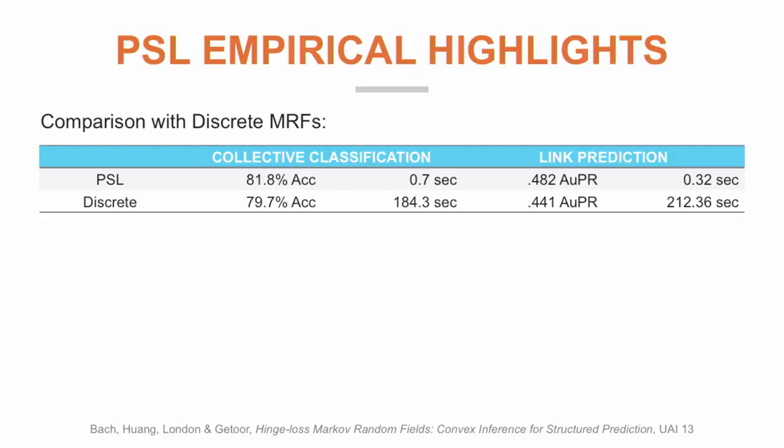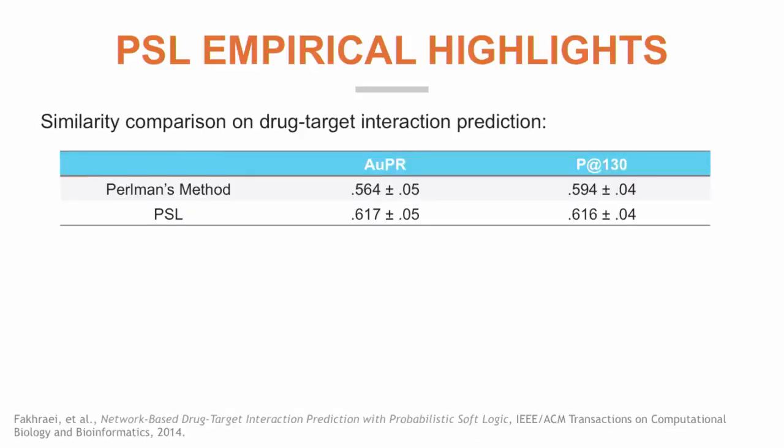Across a collective classification and link prediction task. And for something where you're really reasoning about similarities, so this is for drug target interaction prediction, a comp bio kind of problem, we're able to do something that beats state of the art. But I think the most interesting thing about this work is that it gives a way of extending it. So if you have more information, it's easy to go from here.